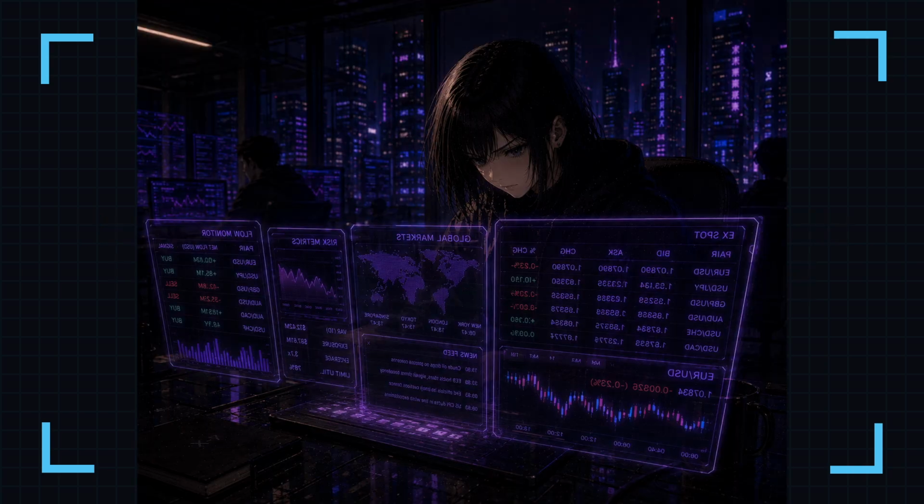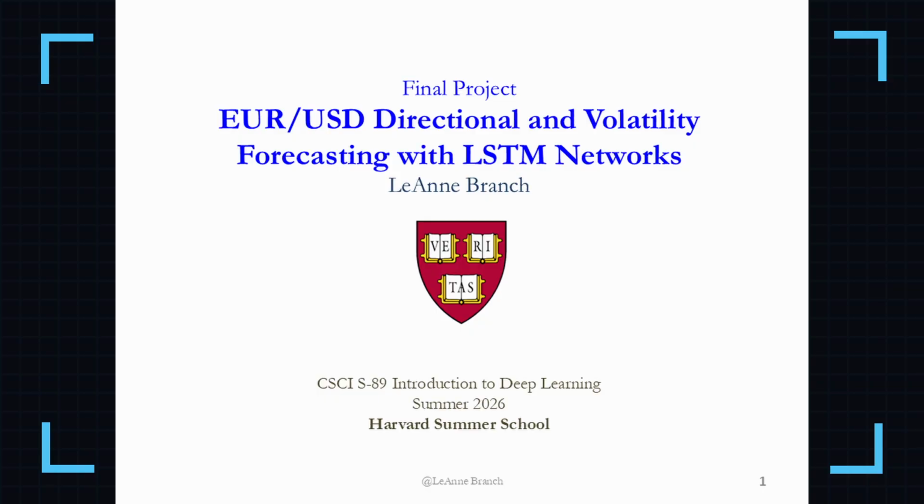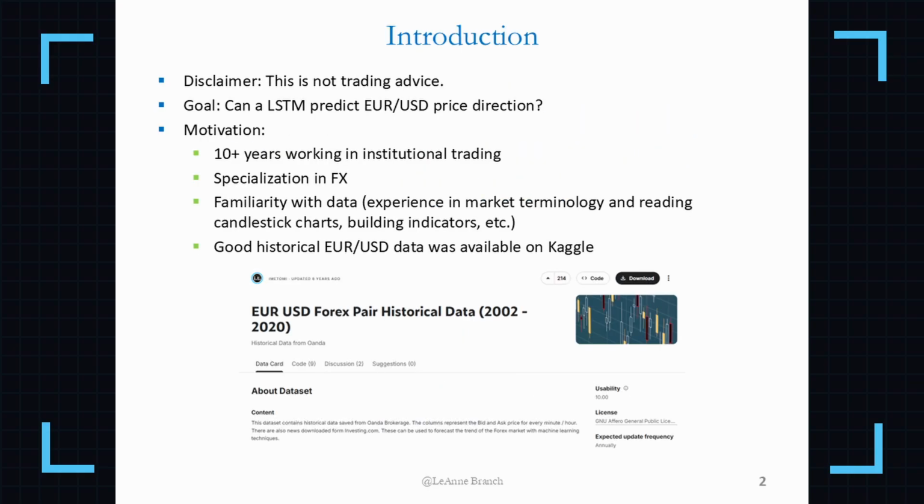Given that I used to work in institutional FX trading, I chose to do a case study in finance, specifically Euro-dollar directional and volatility forecasting with LSTM networks. So the premise for the whole project was, can a neural network predict which way the exchange rate is going to move in the next hour?